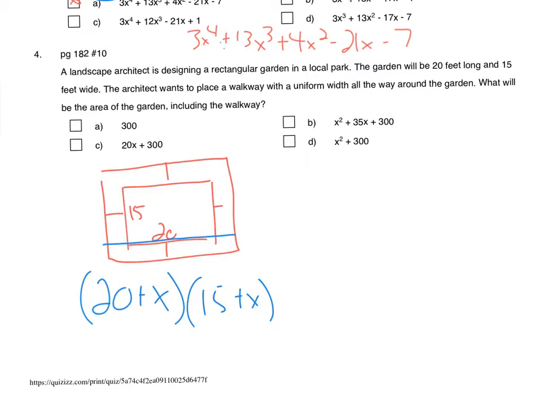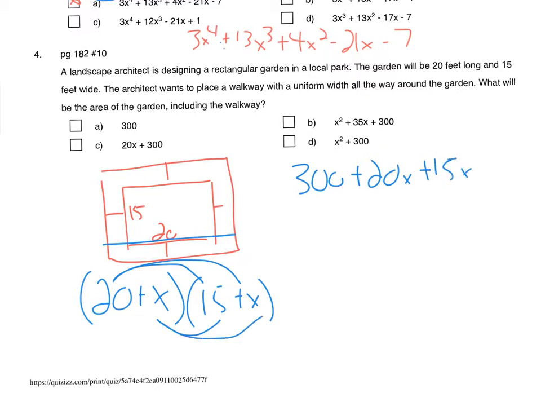So if we want to know our area of this, we're going to distribute. So I get 20 times 15, which is 300. 20 times x is 20x. X times 15 is 15x. And x times x is x squared. Now we want to combine like terms and write in standard form. So I'll start with x squared. Then we have an x and an x, so we get plus 35x. And then our constant is 300. So then that would be B.